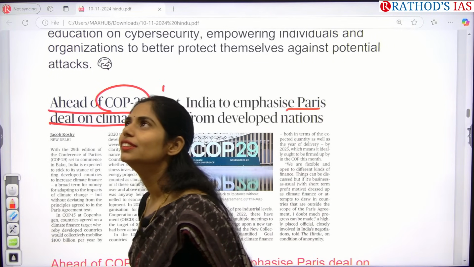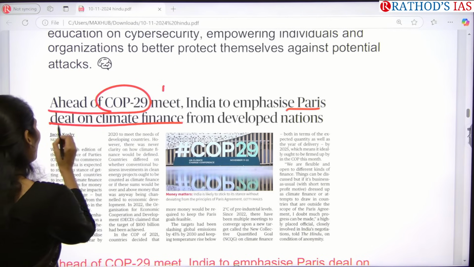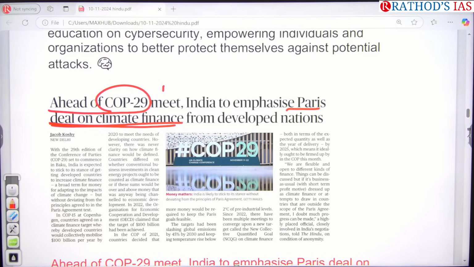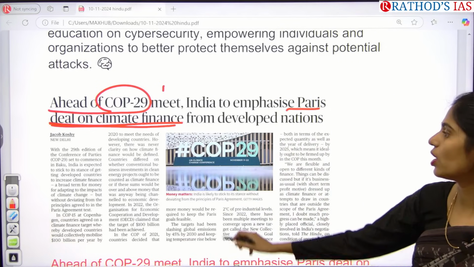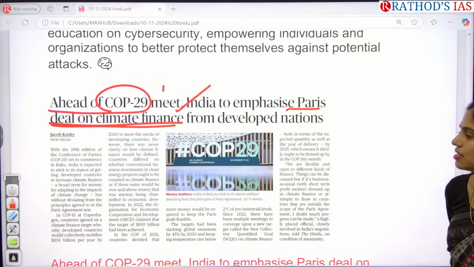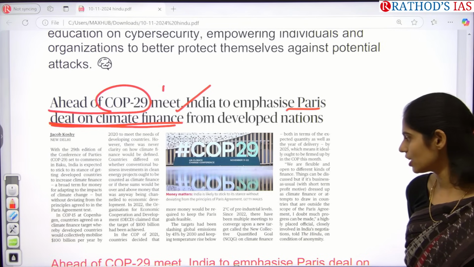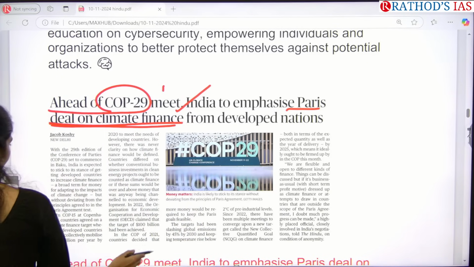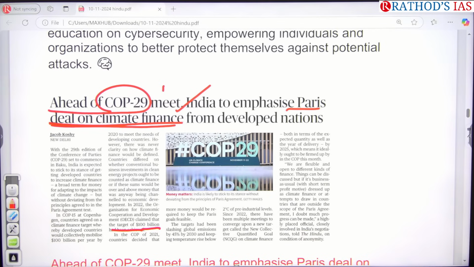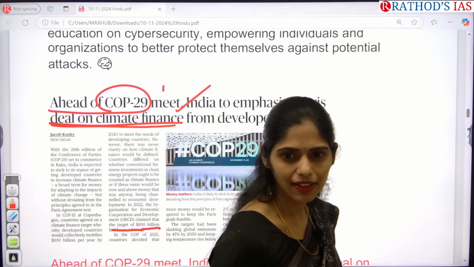Reducing the global temperature by 1.5 to 2 degrees centigrade when compared with pre-industrial levels, that is the 1990s. But they are talking about the Paris deal on climate finance. So what is this climate finance? It is not talking exactly about the decreasing of temperature. It is talking about the Paris climate deal on finance. What is this climate finance? What is that finance about? How much money? It is nothing but $100 billion. So actually this $100 billion is to be given by developed countries to developing and less developed countries.